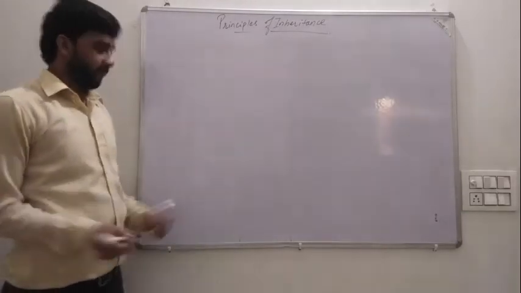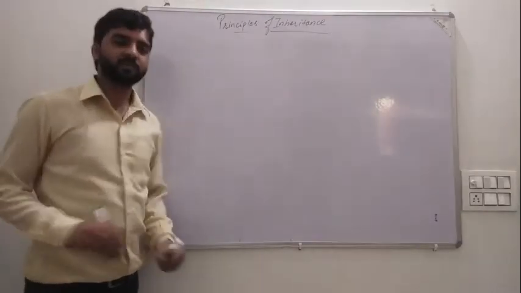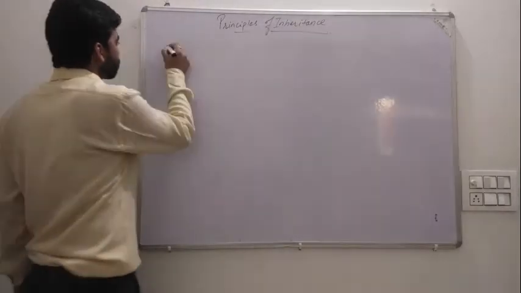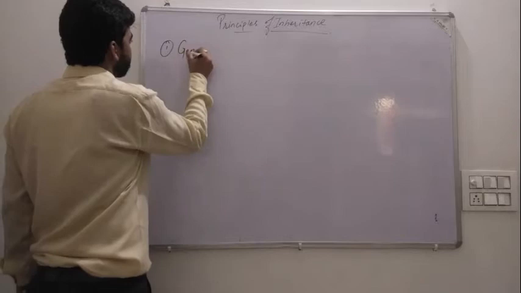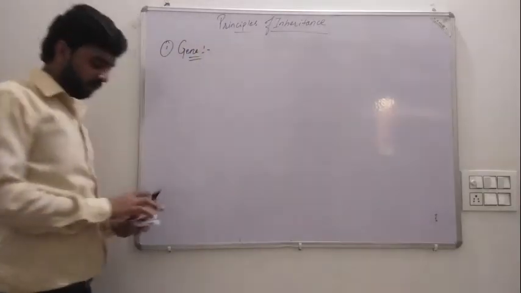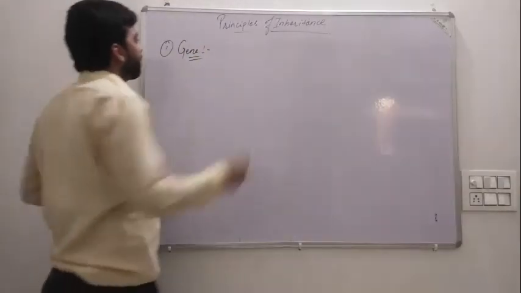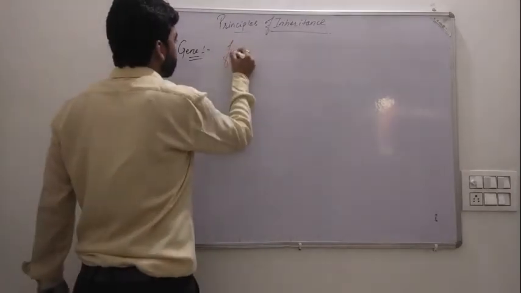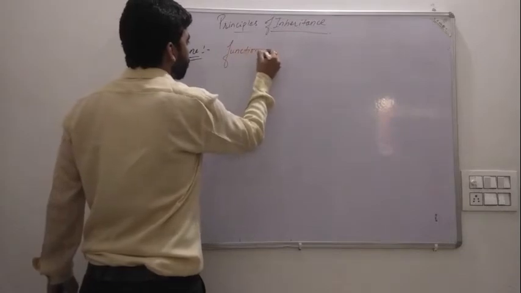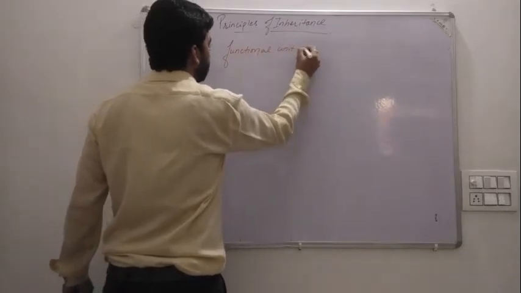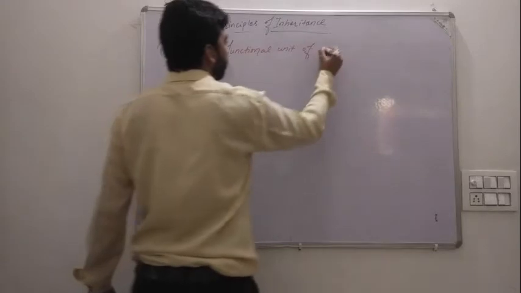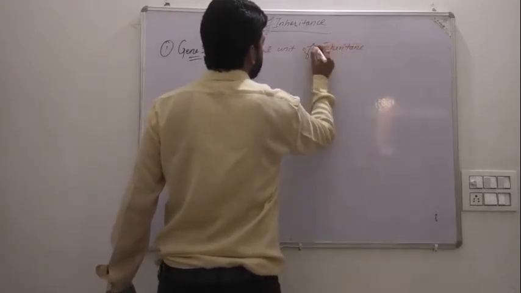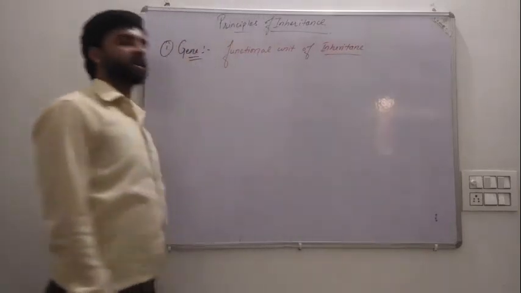Hello students. In this video we will talk about some important terms used in this chapter. So first of all, gene. What's the meaning of gene here? Gene is a short term for a functional unit of inheritance. What is the meaning of functional unit of inheritance?